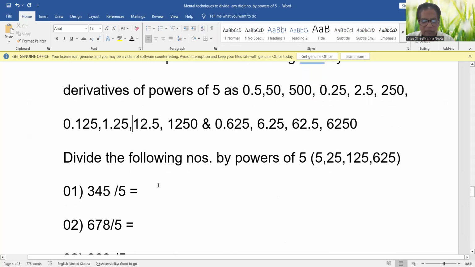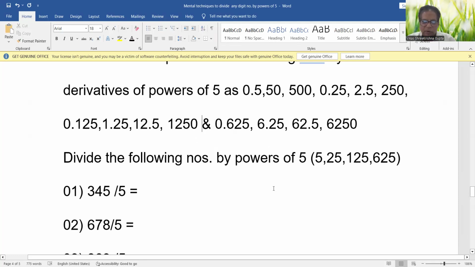But I think it is better to go for multiplication by, or division by, 125, 625, 25 and 5, and then find the answer for the derivative. Suppose I have to divide a number by 1250. What I do is divide the number by 125, and then, because 1250 is equal to 125 into 10, I further divide this number by 10. Whatever answer I get after dividing by 125, I further divide by 10, and that will be my answer for division of the number by 1250.